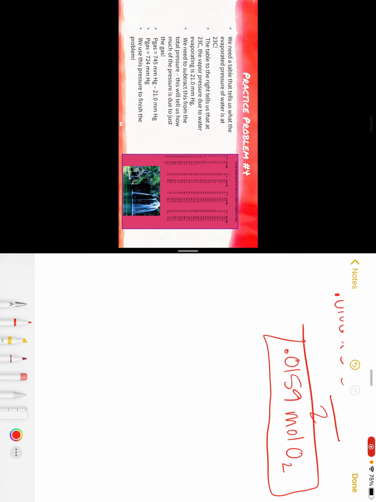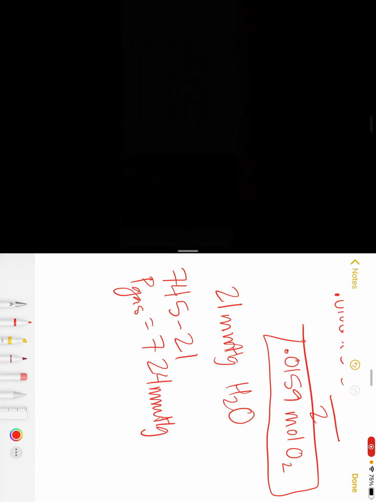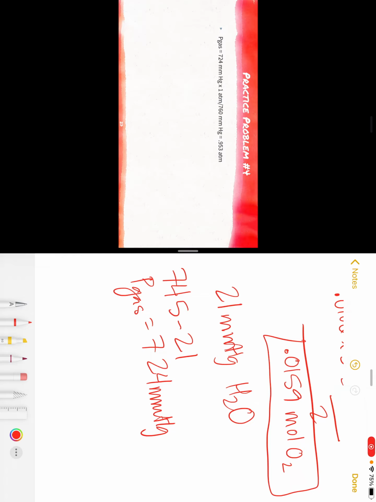so we can get just the pressure of oxygen. I will be passing out a chart that has a bunch of pressure values for you. So we look at the table, and you're looking at the evaporated pressure of water at 23 degrees Celsius. That says that it is 21 mmHg. That's for water. So we subtract the 21 from our original total pressure, and now the pressure of just my gas is going to be 724 millimeters of mercury. So that's the number we're using to finish out this problem.